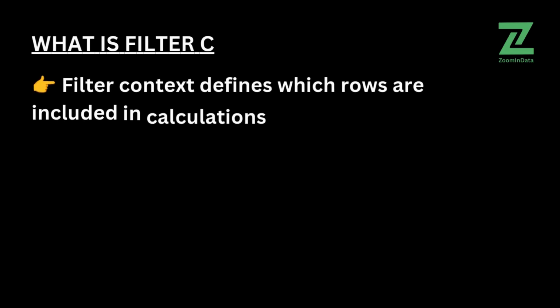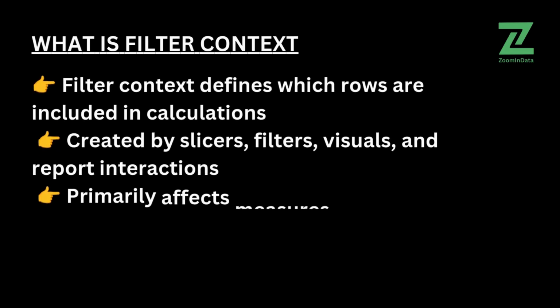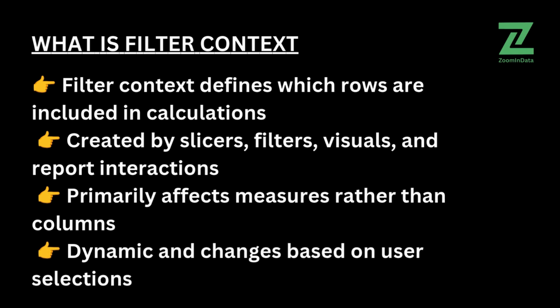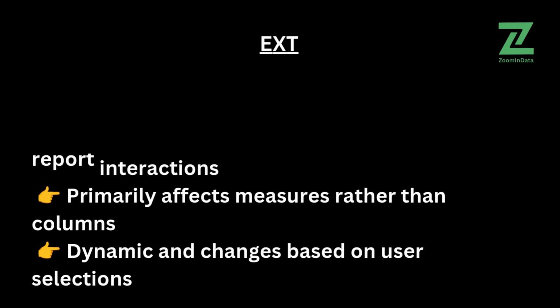Filter context defines which rows are considered when a calculation is performed. It is created by report elements such as slicers, filters, and visuals. Filter context mainly affects measures, allowing them to respond dynamically to user interactions. As users change selections, the filter context updates, and the results change accordingly.